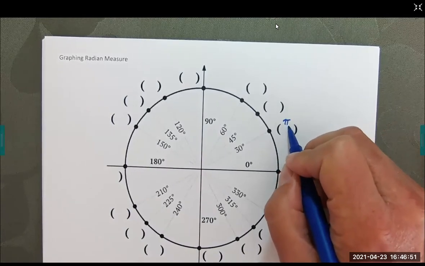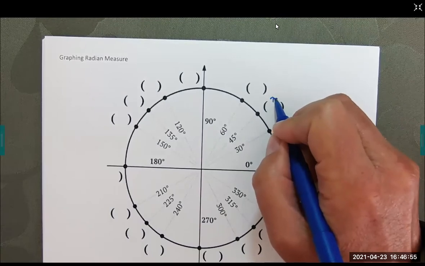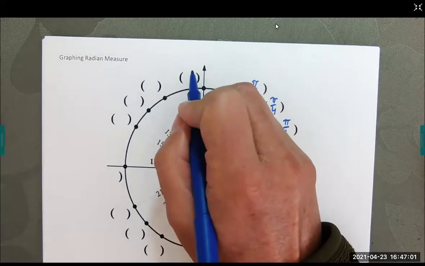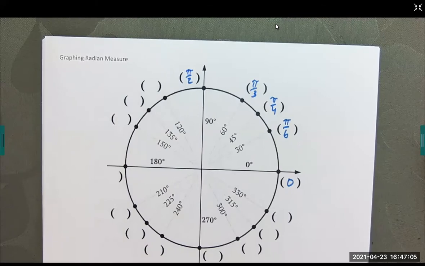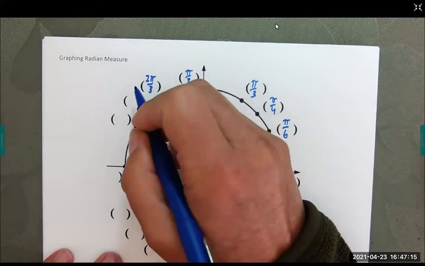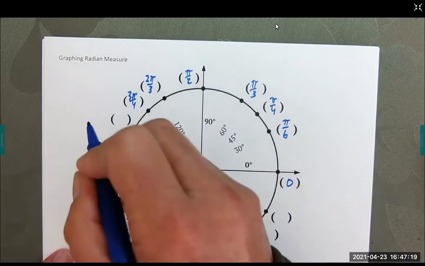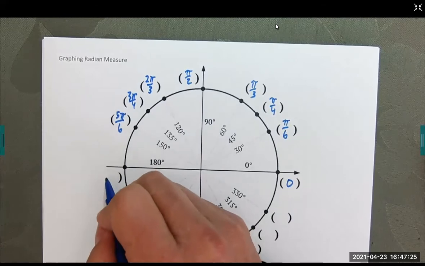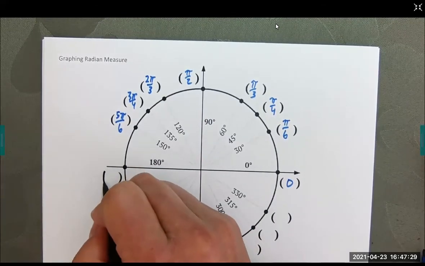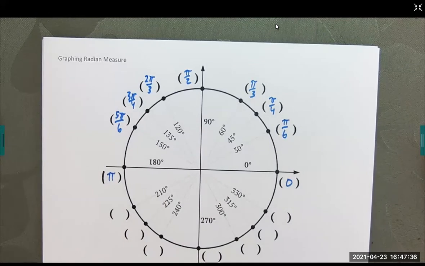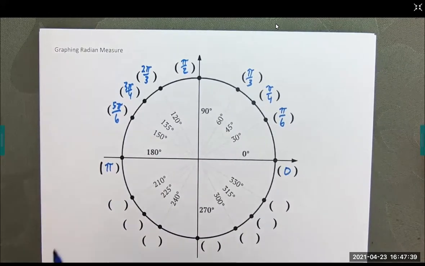So this is pi over 6, pi over 4, and pi over 3. Way up top here, that's pi over 2. That's 90 degrees. You'll get very familiar with these as you go. So this one is 2 pi over 3, 3 pi over 4, 5 pi over 6. I'll show you where these patterns come from in just a second. The 210 is 7 pi over 6.